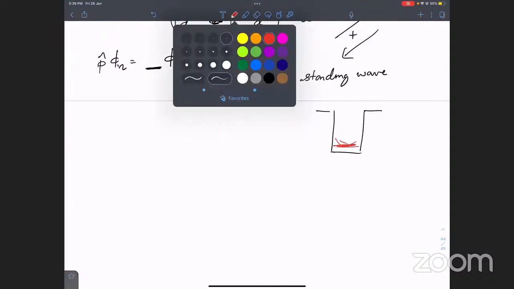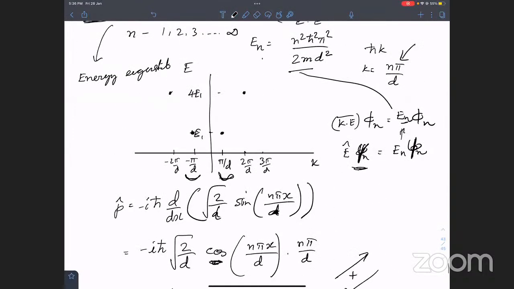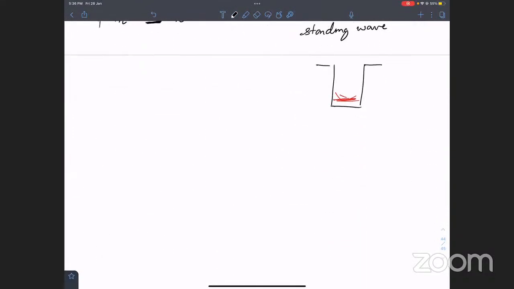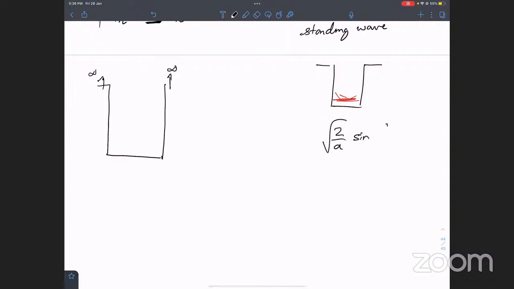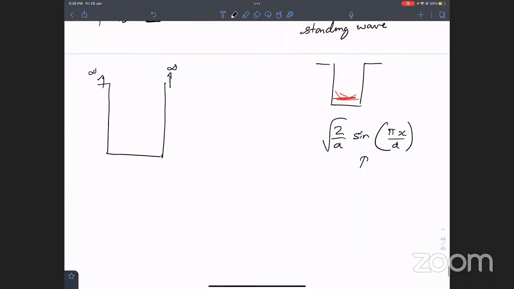Okay, now we have looked at the mathematics. Let's look at this wave function a little bit more carefully. So this is my infinite well. And the very first eigenstate is going to be of the form square root of 2 by A times sin(n pi x by A), so sin(pi x by D). Okay, we're going to plot this function. If x is 0, it's going to be 0. If x is D, then also it's going to be 0.